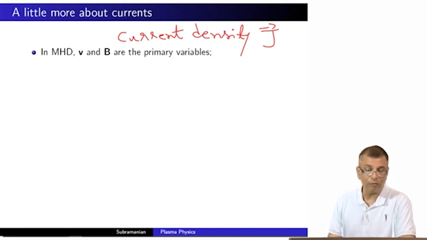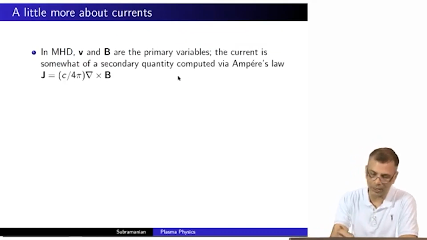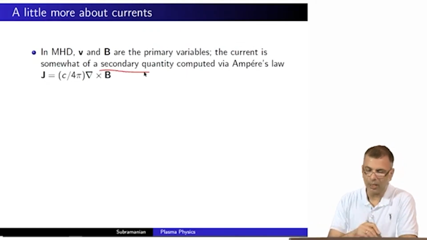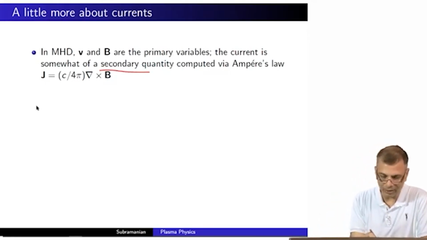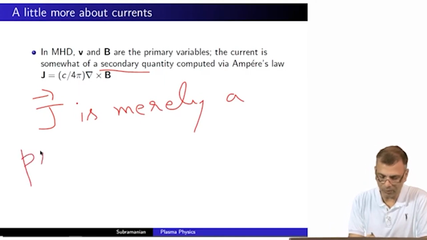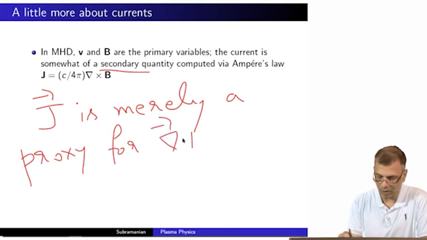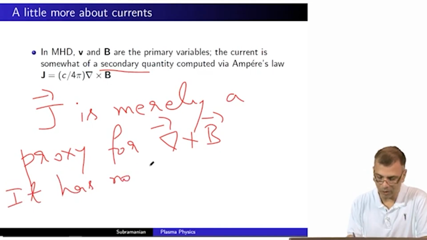Okay. In MHD, V and B are the primary variables. The current is somewhat of a secondary quantity, computed via Ampere's law. So, in other words, I would go so far as to say that J is merely a proxy for curl B. I would even go so far as to say that it has no particular physical significance.